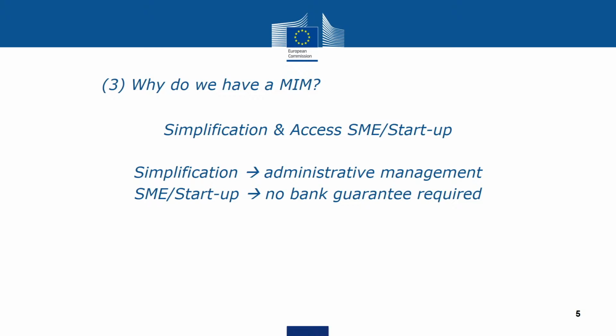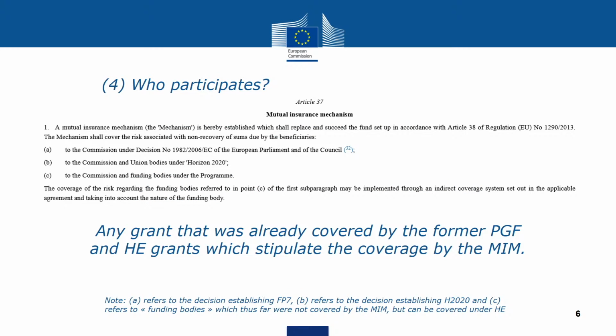In addition, the bank guarantee would only cover the pre-financing payment, whereas now that coverage, thanks to the PGF or thanks to the MIM, is a lot larger. Who participates? Also very easy. It is any grant agreement you have signed that refers to the PGF or refers to the MIM. So, like I said before, it's not because today it's called the MIM and no longer the Participant Guarantee Fund that the H2020 grant agreement you signed is no longer covered. The MIM has just absorbed the responsibility of the former Participant Guarantee Fund.